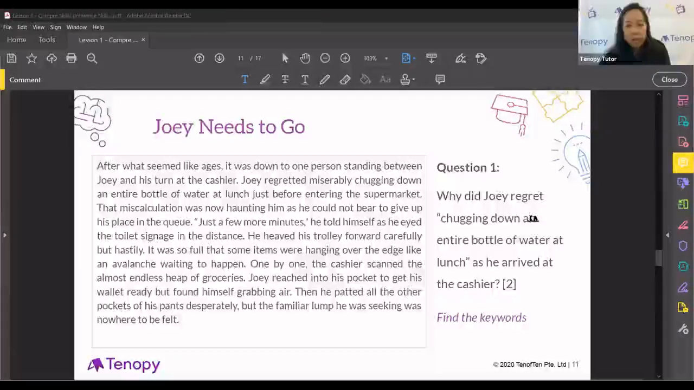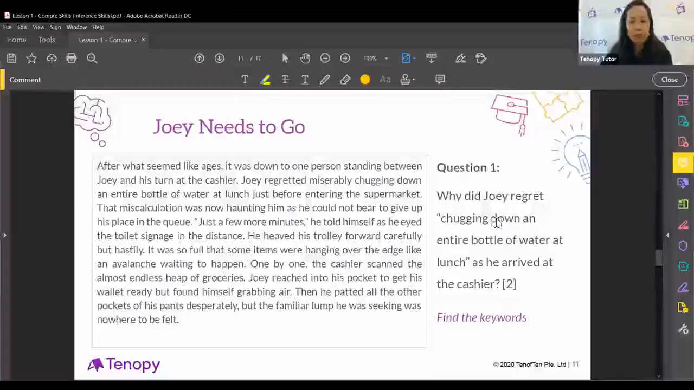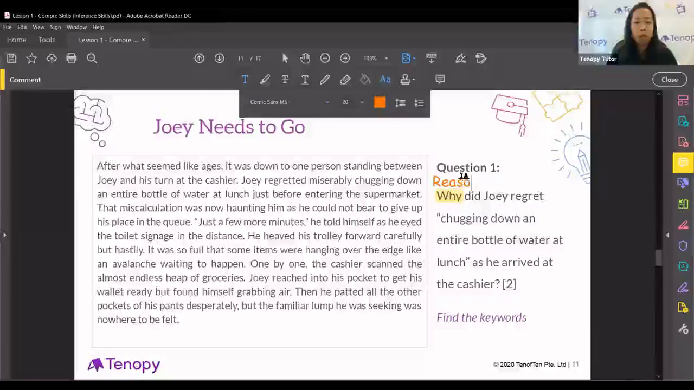Now, question 1. Why did Joey regret chugging down an entire bottle of water at lunch as he arrived at the cashier? All right, so now I'm going to just demonstrate this a little bit. We're going to find our keywords, and why keywords are important is because it tells us how we should answer the question. The very first thing we should take note of is the first word. We have a why question, which means that our answer should come in the form of a reason. So why is important.